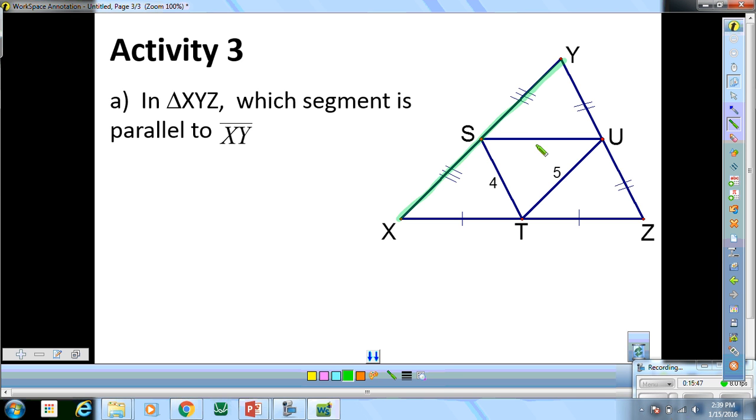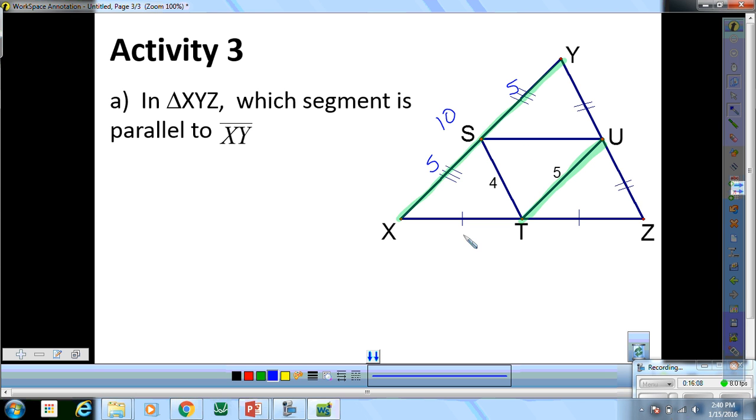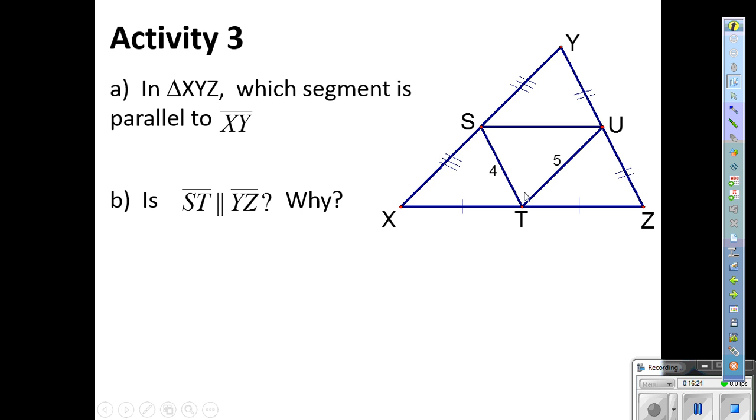In XYZ, which segment is parallel to XY? Well, that would be UT. UT is parallel to it, which means that with these all being mid-segments, if UT is 5, then XY must be 10. Now, because we know these two pieces have to be equal, that means each of them must be equal to 5. So we actually have three sides that are all equal to 5. If we go along the same lines here, this side is 4, this side has to be 8, which means that both of these individually have to be 4. So you can get a lot of information just by being given that those are 5 and 4.